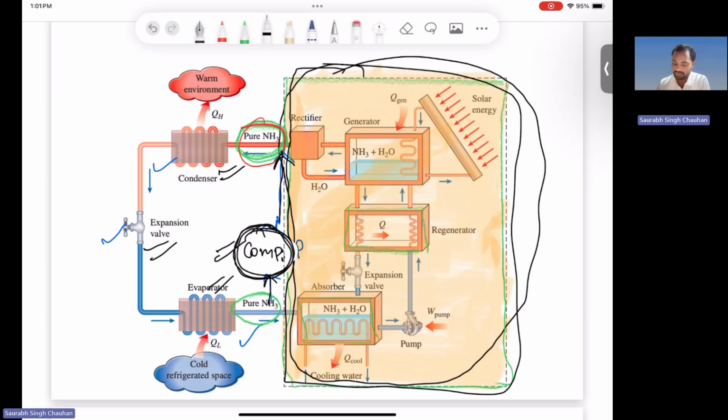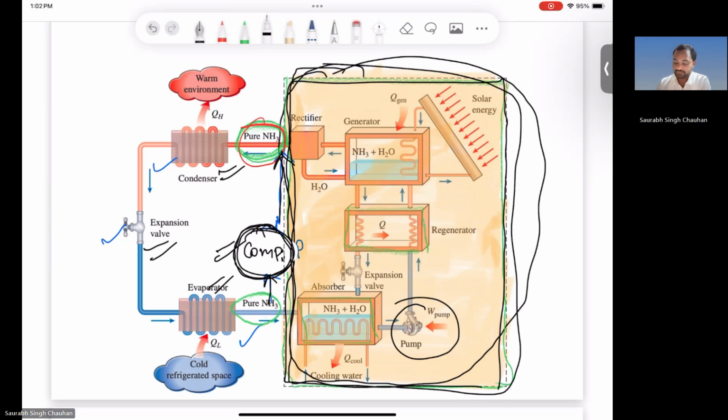You don't want to use high grade energy, so you are replacing that compressor with this complicated system. And here you can see you are using a pump, and a pump uses significantly lower energy as compared to a compressor, right? Compressors are used for compressing a gas, to pressurize a gas, and pumps work for liquids, and the change in specific volume of liquids is very small. That is very negligible. So the pump work is usually much smaller as compared to the compressor work. So by this whole system, you are basically replacing the compressor.